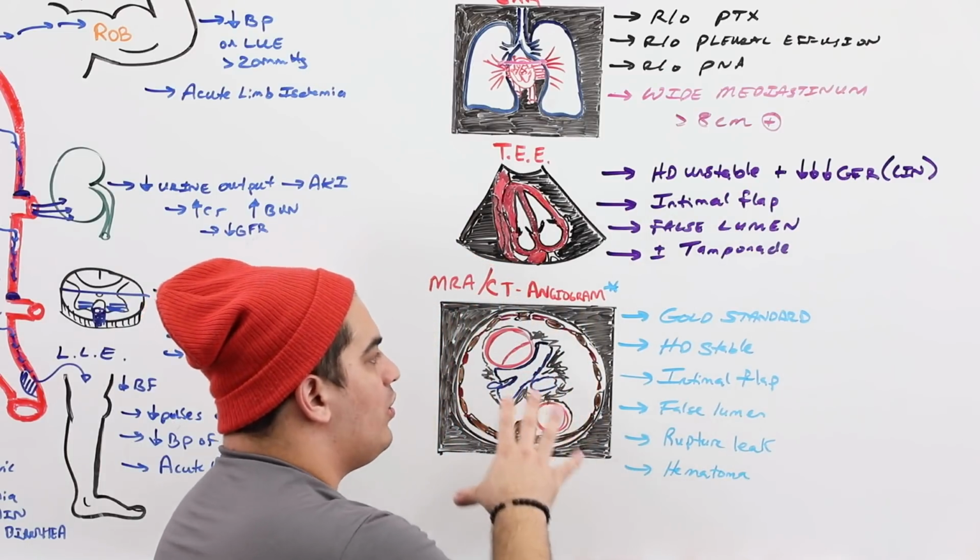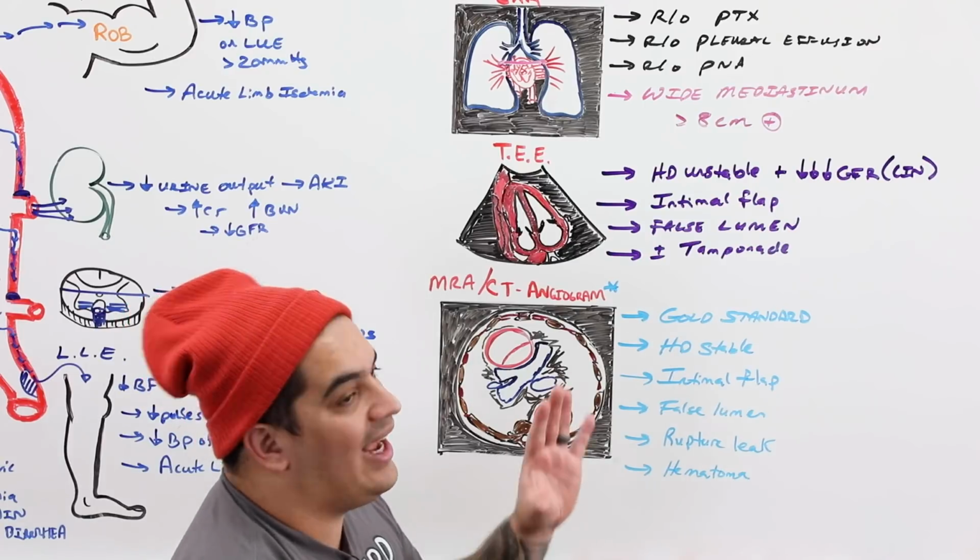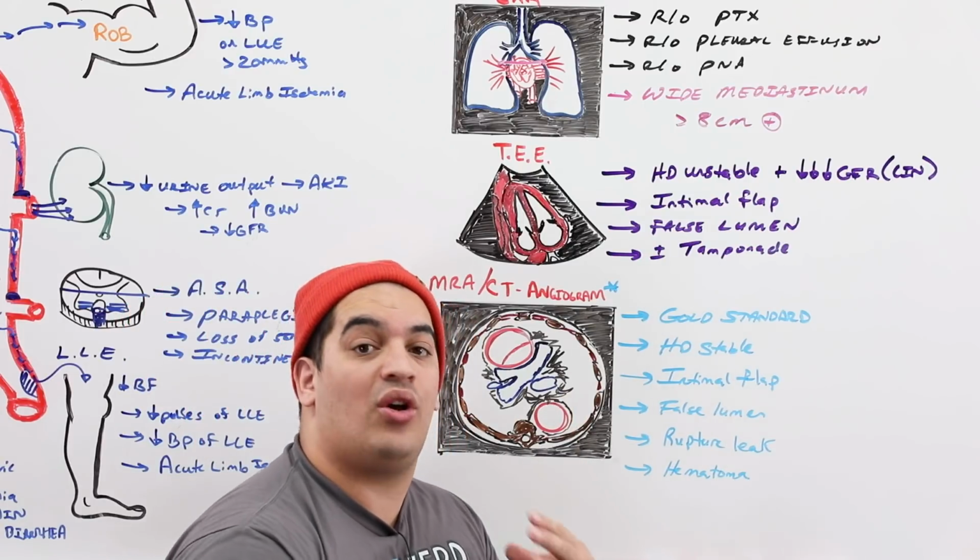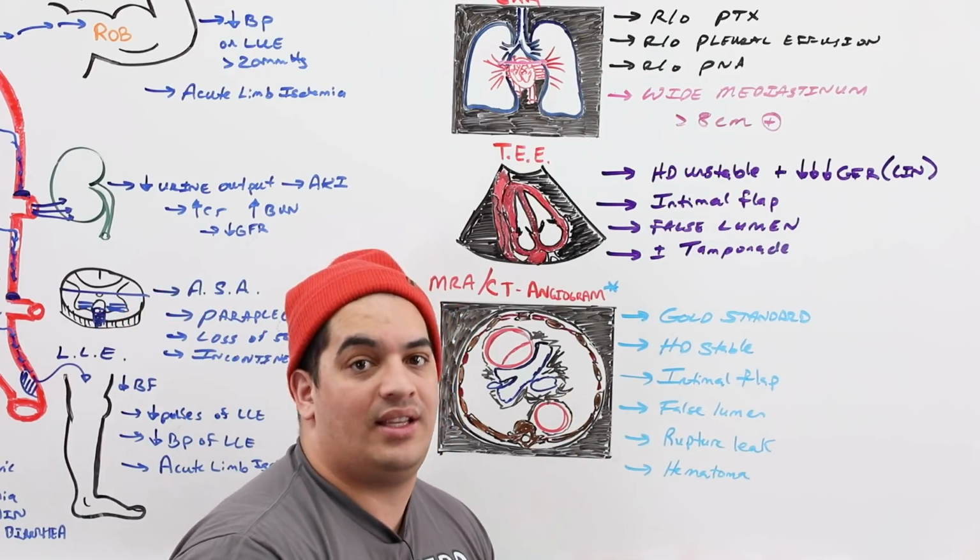So this is kind of like the gold standard of what you should go by to be able to diagnose someone with an aortic dissection. Let's go ahead and take a look at some images of what these things actually look like.